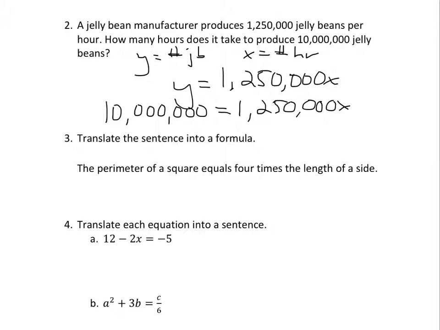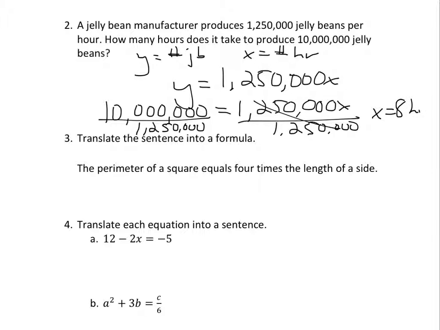So we have to divide both sides by 1,250,000. And we're going to get x equals 8 hours.